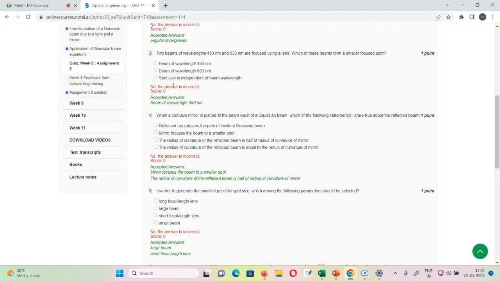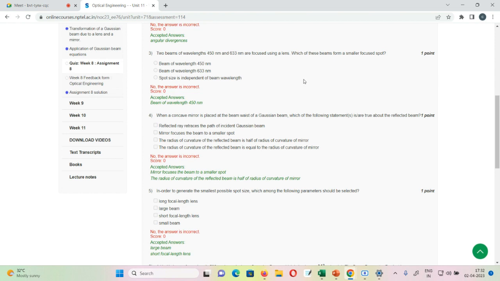Two beams of wavelength 450 nanometer and 633 nanometer are focused using a lens. Which of the beams forms a smaller focused spot? This is the other question. The question is a very simple question for answering, but actually it contains a lot of information.